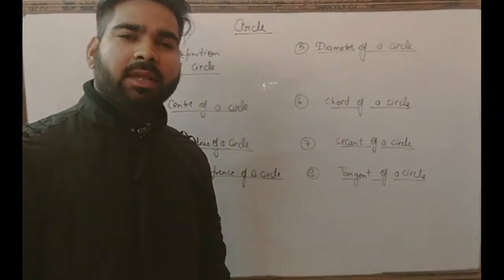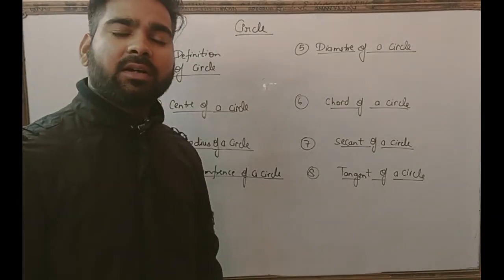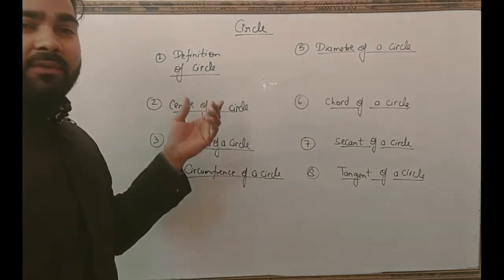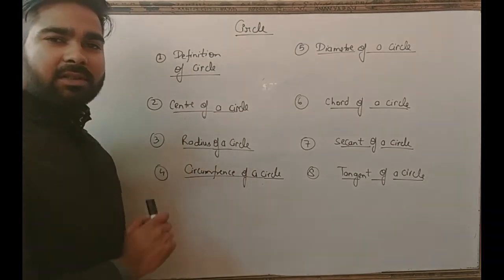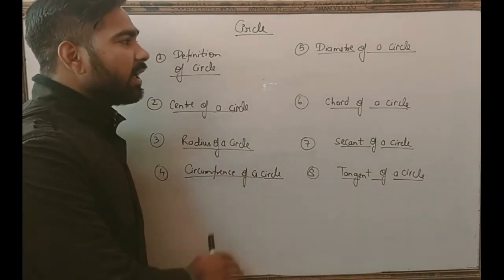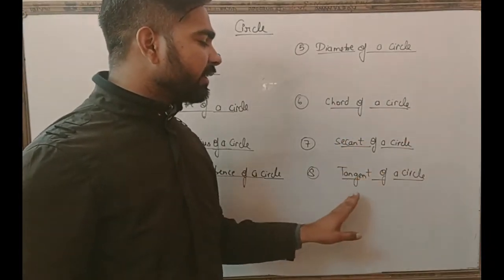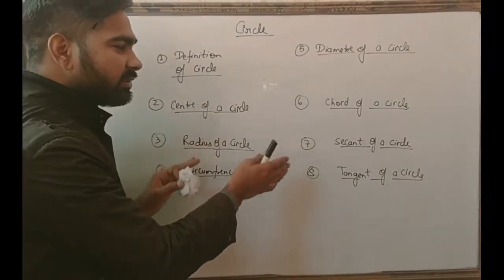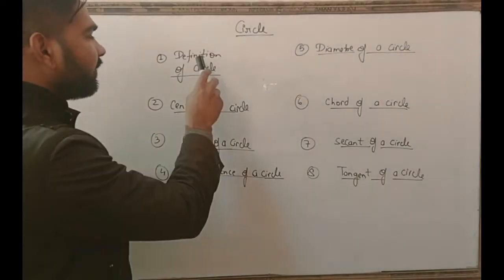Hello students, in this session we will discuss the circle, and here we will learn the important parts of the circle. We will start with the definition of a circle, and second, the center of a circle, and again the radius of a circle, circumference of a circle, diameter of a circle, chord of a circle, secant of a circle, and tangent of a circle. Today we will learn about these parts of a circle. So it starts from the definition of a circle.